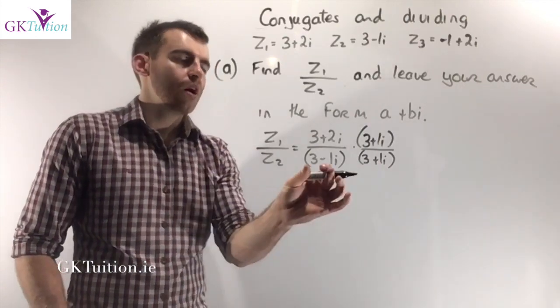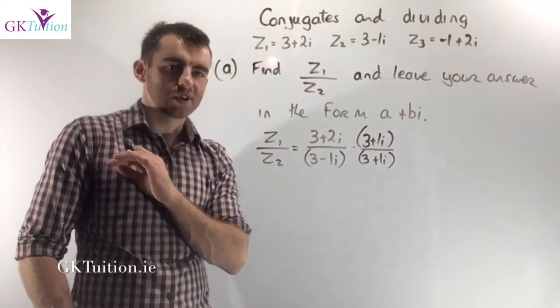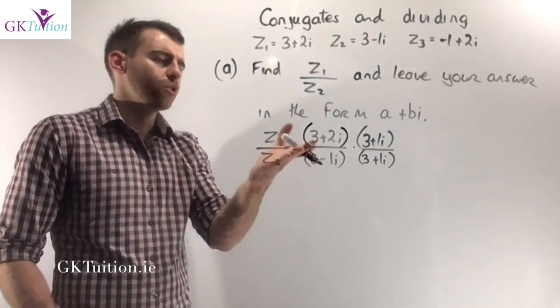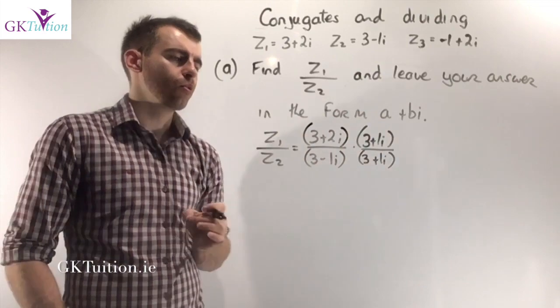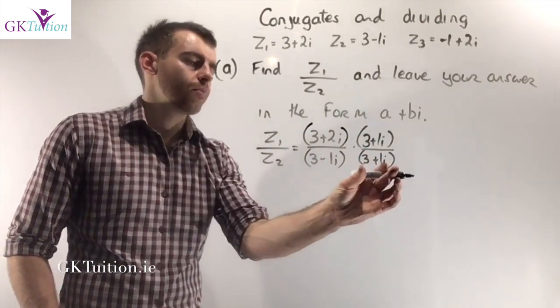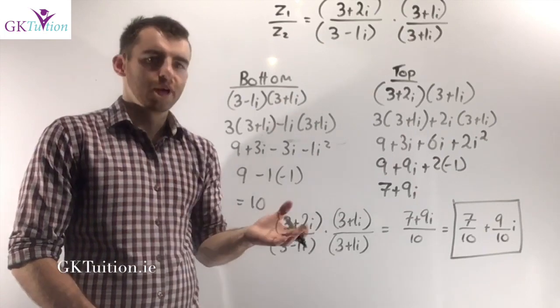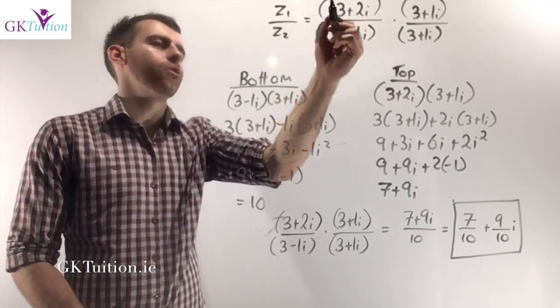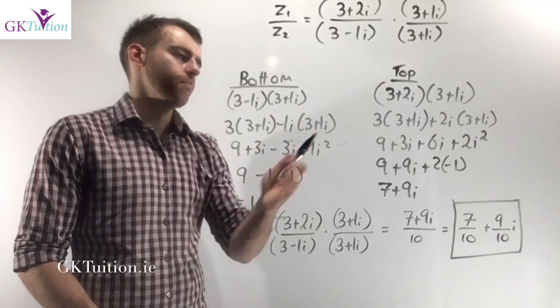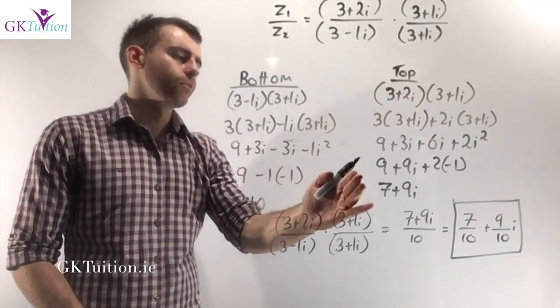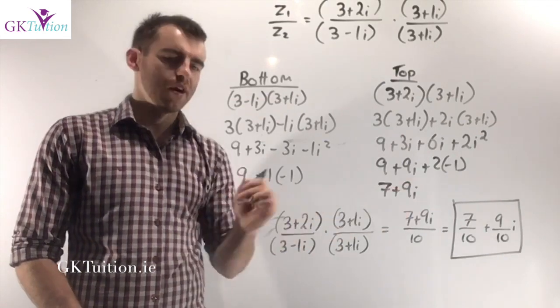The reason being, I know that when I multiply out these bottom ones, I'm going to end up with a real number. So to simplify this, all I need to do is multiply 3 plus 2i by 3 plus 1i, and then 3 minus 1i by 3 plus 1i. So all this boils down to is multiplying out. On the top, I need to multiply 3 plus 2i by 3 plus 1i. I've done that here, 3 plus 2i by 3 plus 1i. If you multiply it out, you end up with 7 plus 9i.